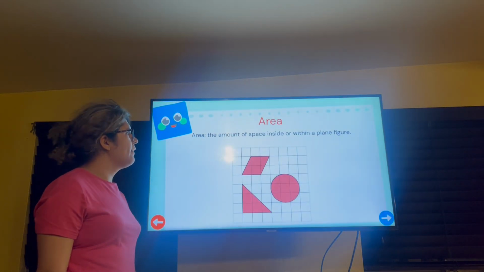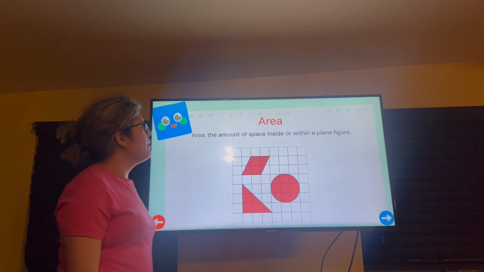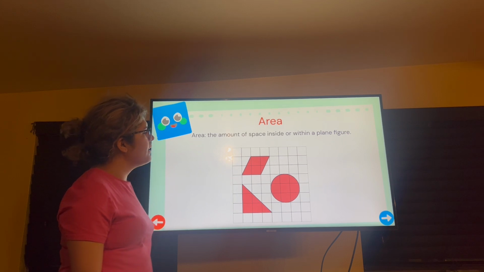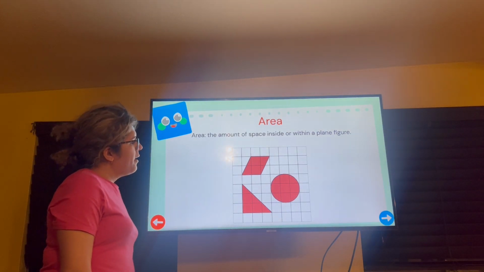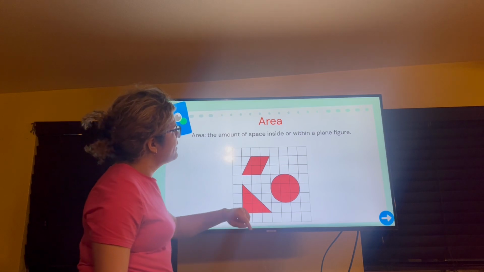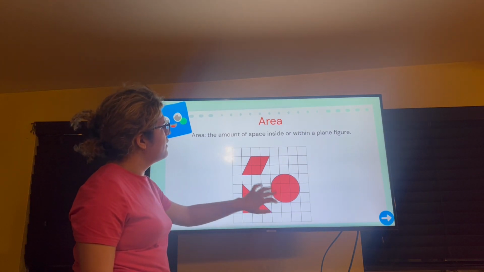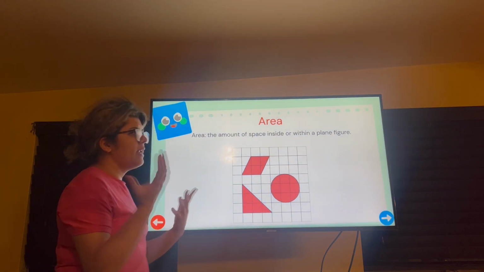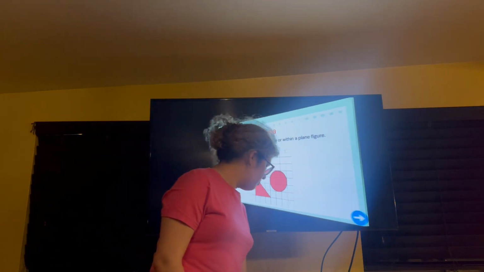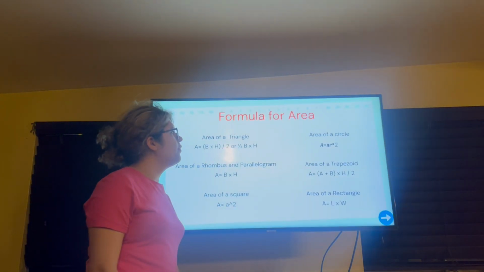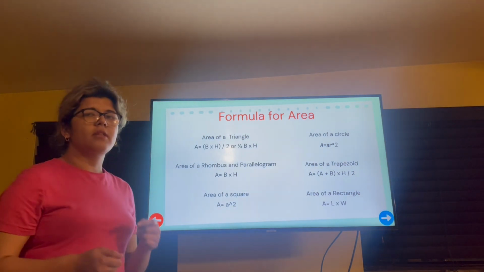Alright, and then area, right? As I mentioned before, the amount of space inside a plane figure. So like this image displays, we have a triangle here. It's colored inside, right? Colored inside shapes to represent area. And then we have formulas for area. You guys can follow along with your cheat sheet.